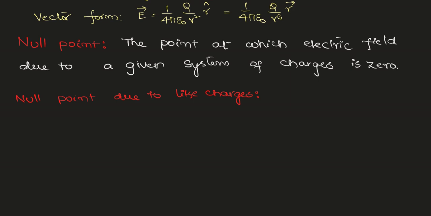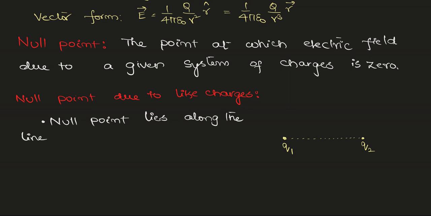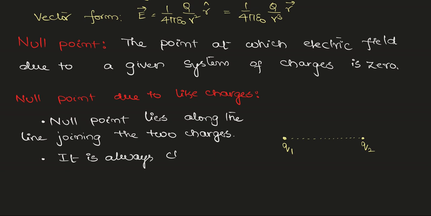Like charges means charges with same polarity. Suppose we are having two charges, Q1 is a positive charge, Q2 is a positive charge, then this null point will lie along the line joining the two charges, and it is always close to the charge of least magnitude.